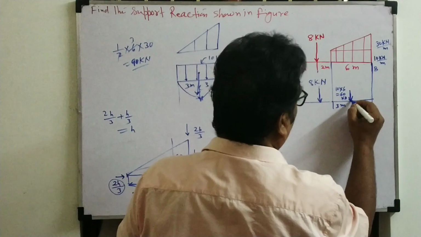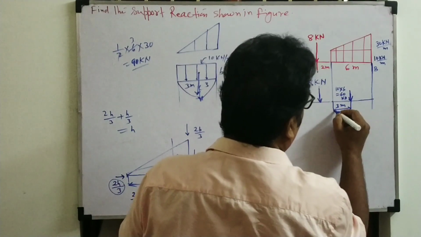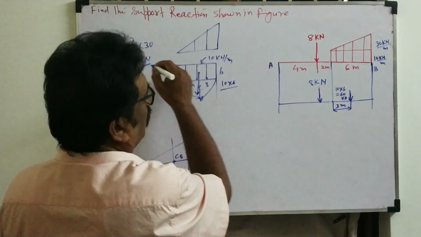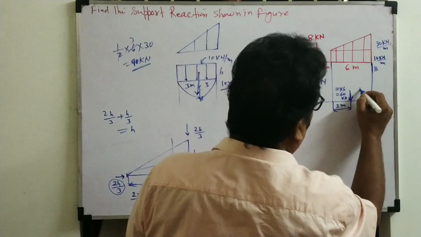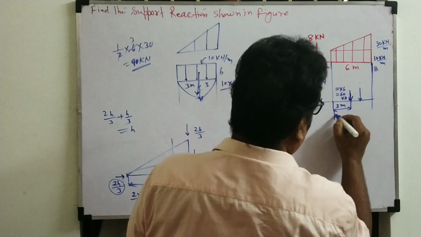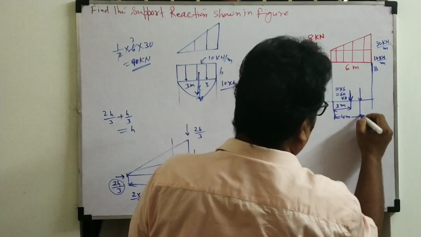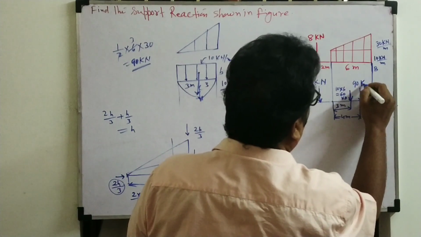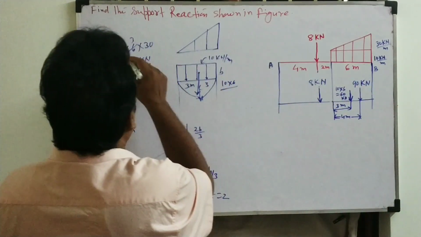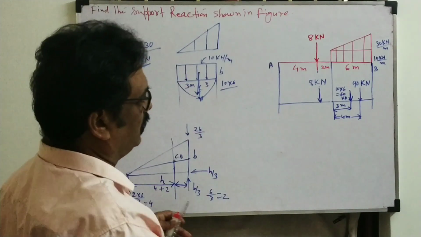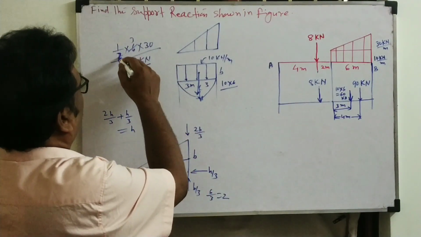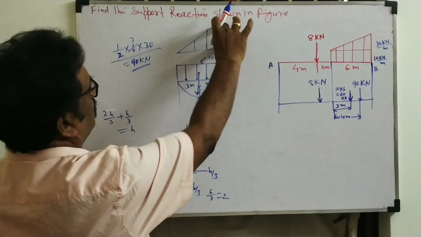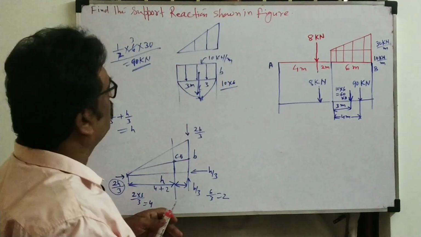Now this is the distance, 3 meter. Now what is the load? 90 kilonewton. Where will that load act? At the 4 meter. This load will act at the 4 meter. How did this come 90 kilonewton? 1 by 2 into 6 into 30. Triangle, what is the area of the triangle? Half B into H. So this is B, this is H, 30. So 1 by 2 into 6 into 30.